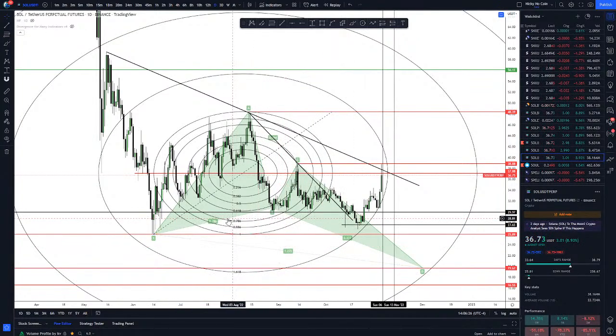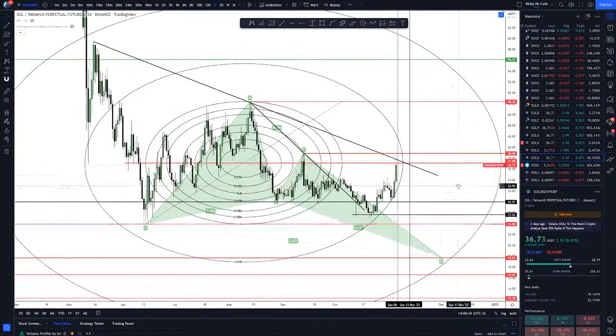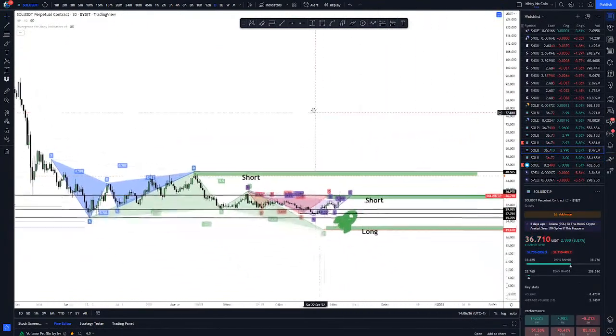Alright, so we got the 886 added in here. And you can see the 886. It reacted off it a few times, which is nice. Okay, cool. Let's go to one without the fib spiral for you.